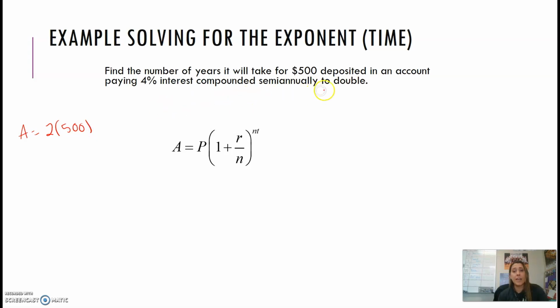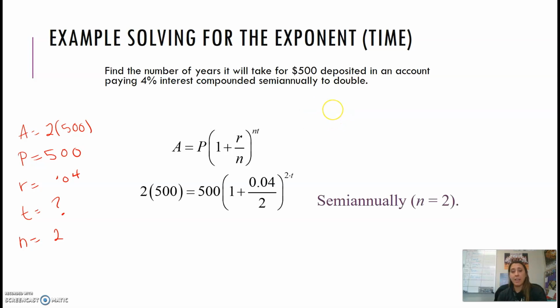Well, where did I get that? It's because it's saying how long will it take my original amount to double, which is 2 times that. My P is that original amount, 500. My R is 4%, so 0.04. And my T, I don't know what my T is, that's what we're solving for. And my N is semi-annually, which means every 6 months, and there are 2 sets of 6 months in 12, so 2.